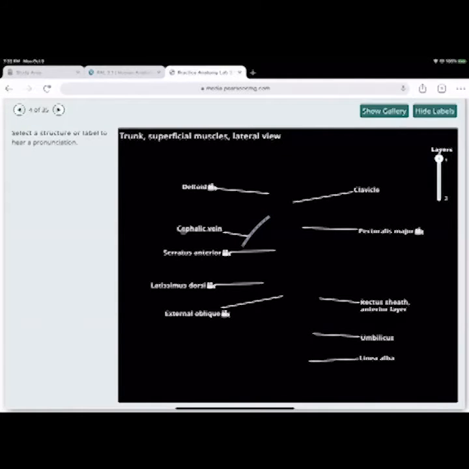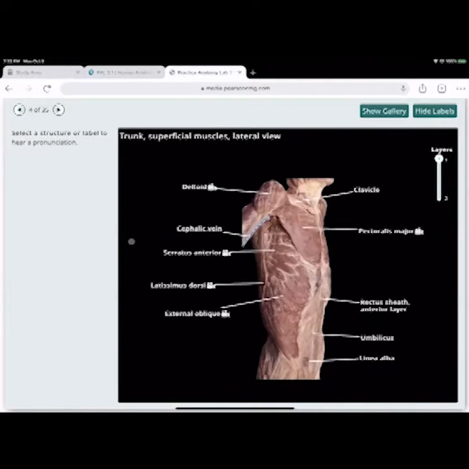And we'll let the computer catch up again. All right, that's your deltoid muscle. Again, the muscle on the outside over the pectoral girdle. The cephalic vein runs along there. The serratus anterior muscles on the side.